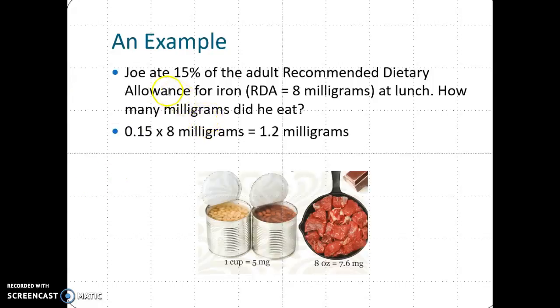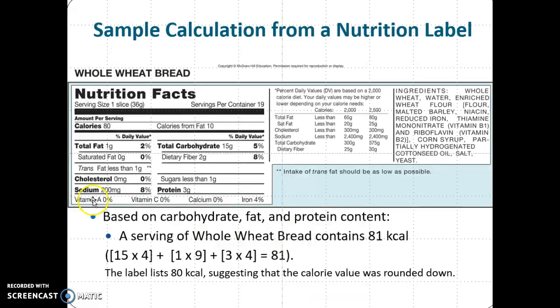And here's an example of Joe, who is trying to follow his RDA of 8 milligrams. So he wants to know, well, how much am I getting? How much iron am I getting in this product? Well, it says it has 15% of the daily value of the RDA. How much is 15%? It's 15% of the RDA of 8 milligrams. So he's getting 1.2 milligrams of iron in his particular menu. And here's another calculation then, if you want to just look at how the label is done.